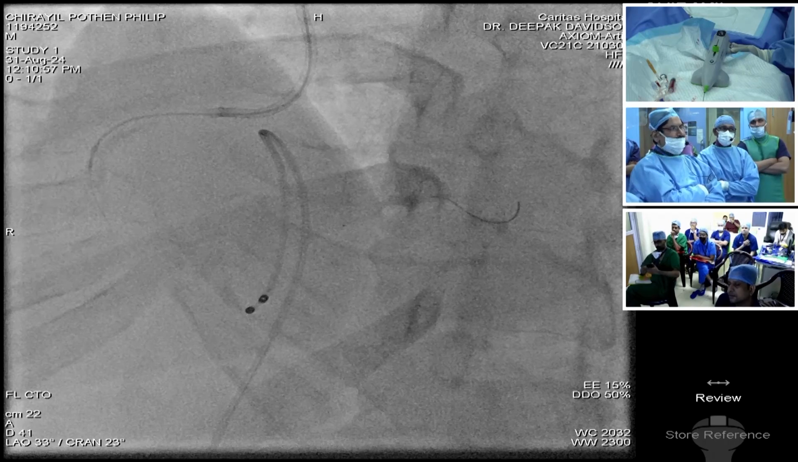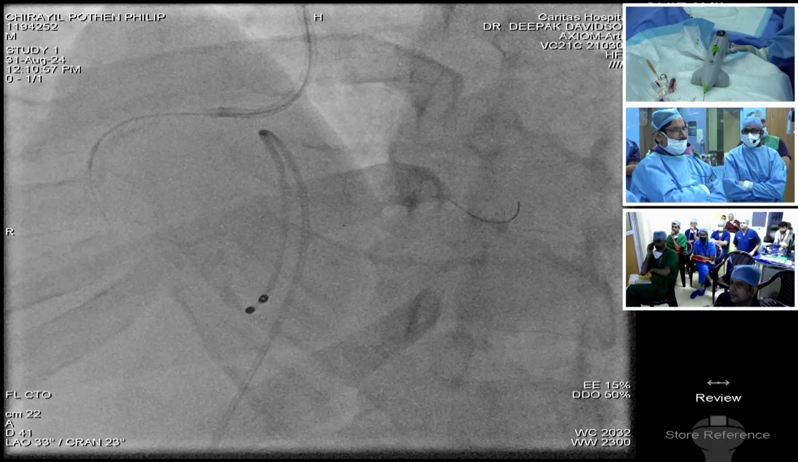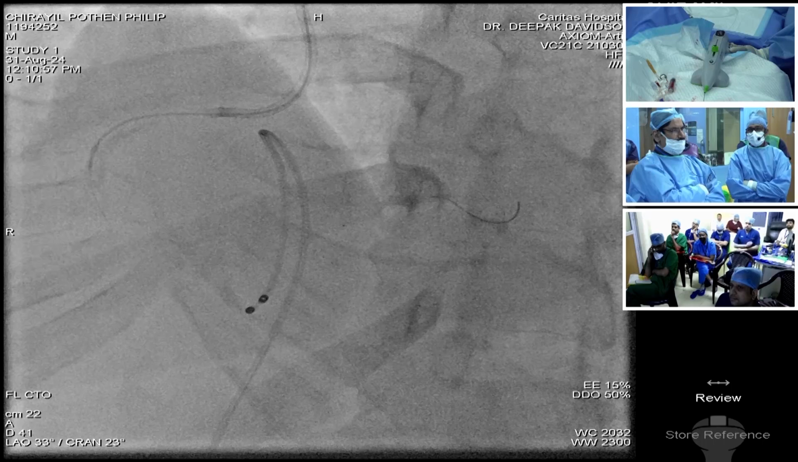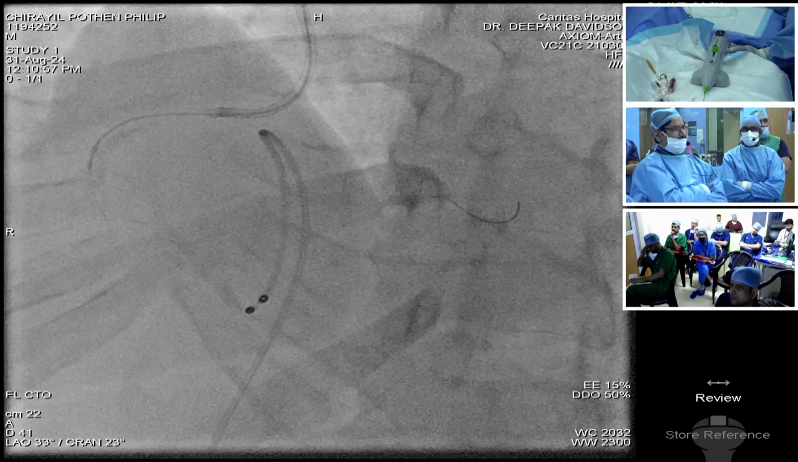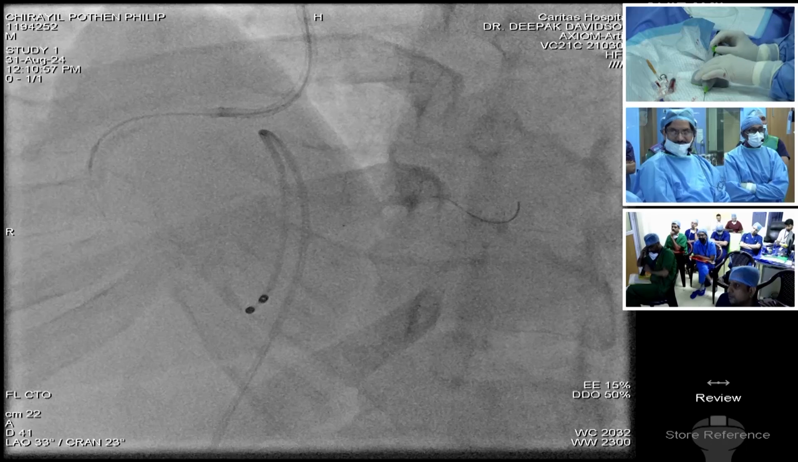IVL, yes. True. Still, as we saw in the imaging, there are areas wherein there are some nodular protrusions which we should probably be benefited with orbital. That's what I hope. True. Over 20 seconds. Okay.